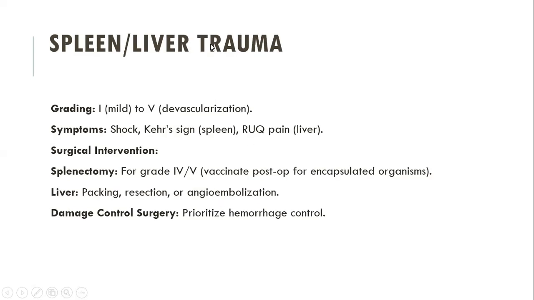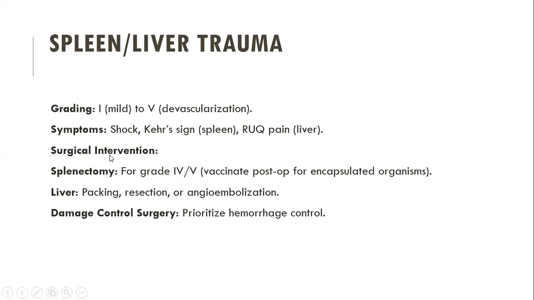Spleen or liver trauma, again, these are common in gunshot and RTA patients, in which, first of all, grading is done. Grade 1 is mild, and grade 5 is devascularization of the whole spleen and liver. Symptoms basically are that the patient is having shock, Kehr's sign is also positive in the spleen, and right upper quadrant pain in the liver.